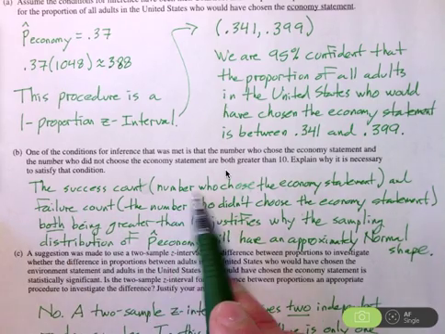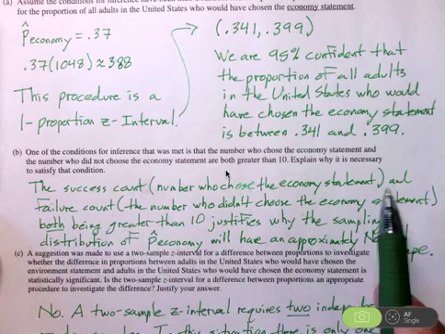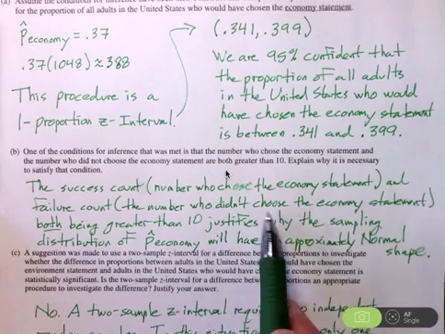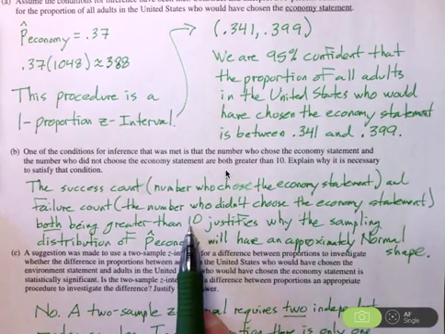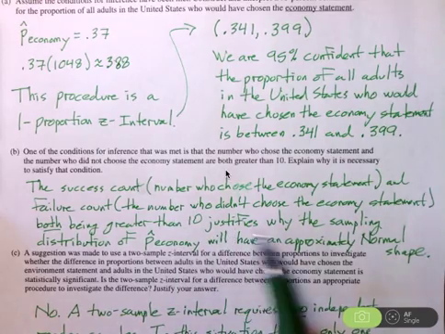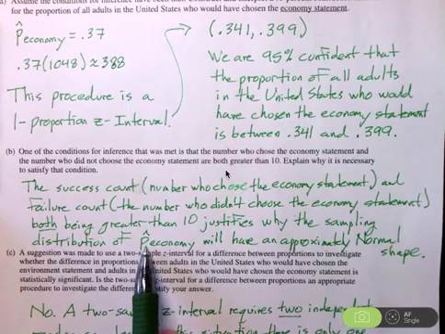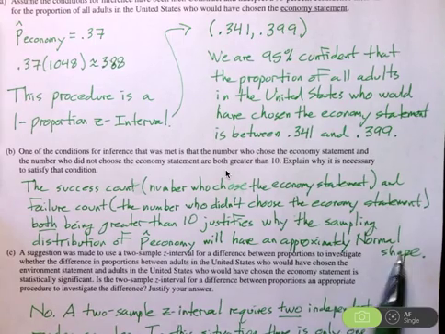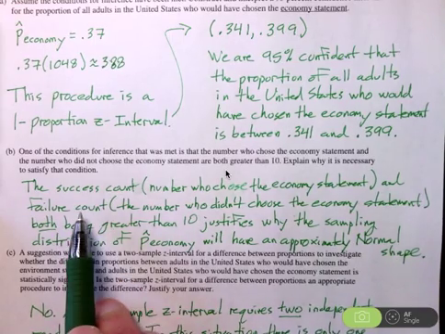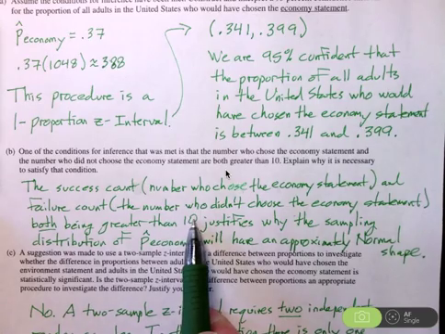The number that chose the economy statement, I sometimes call that the success count. And then the failure count would be the number who didn't choose the economy statement. They both have to be greater than 10. Why is that? Well, that justifies why the sampling distribution of the sample proportion who would choose the economy statement will have an approximately normal shape. So checking to see that the success count and the failure count both exceed 10, both being 10 or more, that's what we call the normality condition.